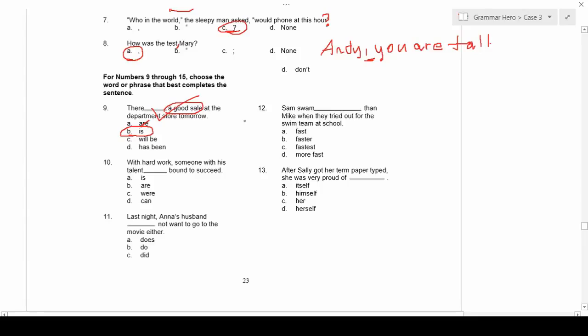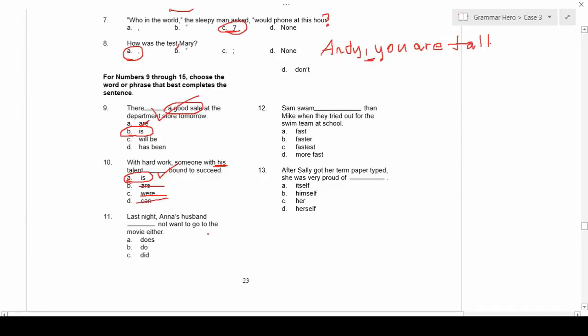This is singular. Number 10, with hard work, someone with his talent, blank, bound to succeed. So it's his, it's singular. Is bound to succeed, that's correct, so we go with that one. If we plugged are in there, someone with his talent, are bound to succeed. No, he are bound to succeed. Doesn't make sense. He were bound to succeed. Doesn't make sense. He can bound to succeed, also nonsensical.